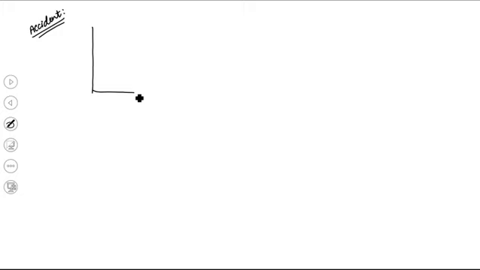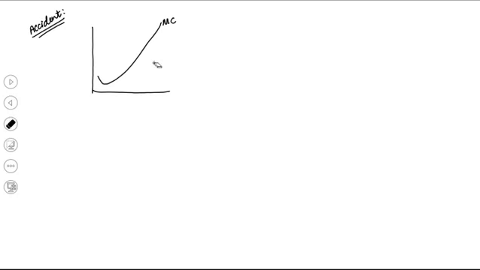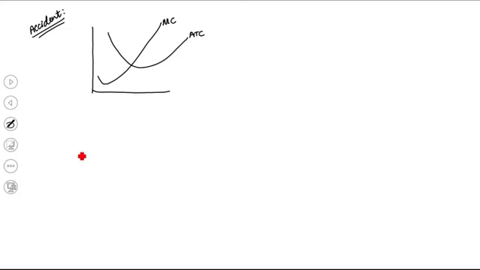So here's my accident. I come in here and I put my marginal cost, and I'm careless, so I come in here. Ooh, that's not even exaggerated enough. Let's do it more exaggerated. I come in here and I put my average total cost like that. Okay. If I put in my average total cost like that, well, let's take a look at the point of intersection.